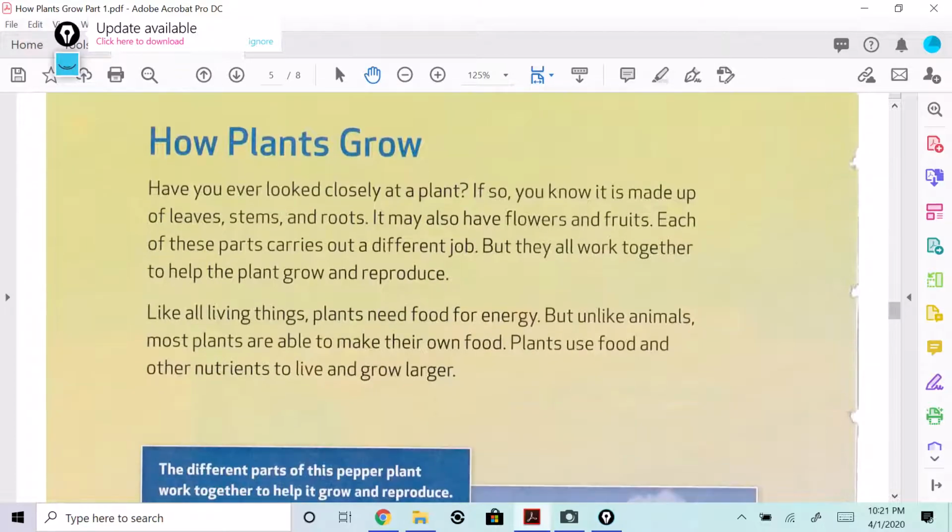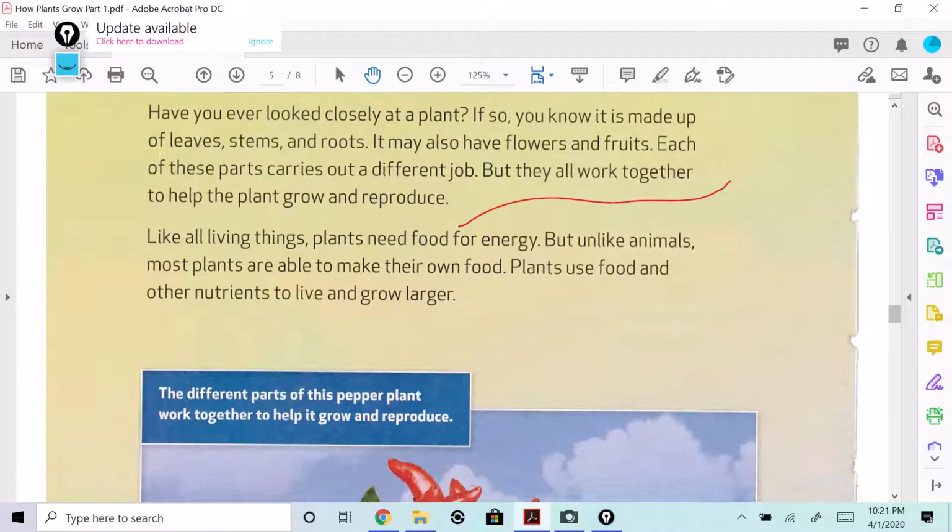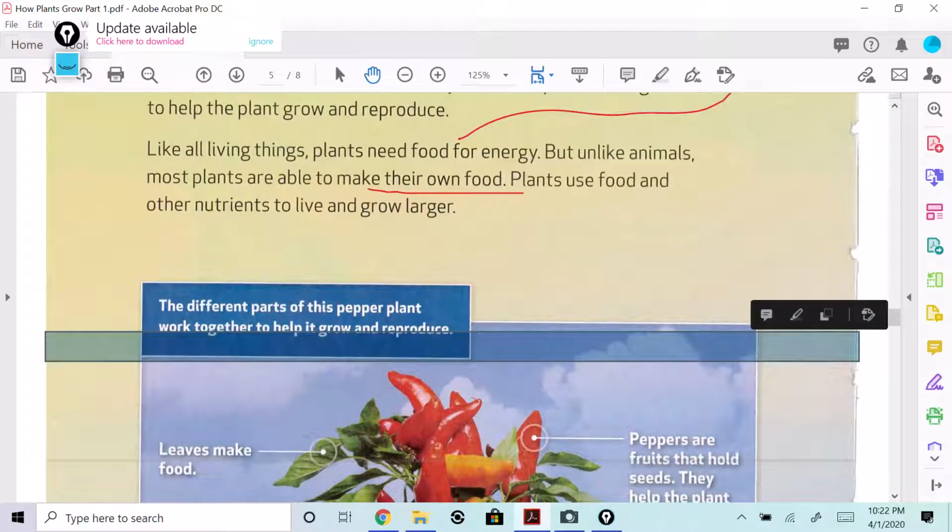How plants grow. Have you ever looked closely at a plant? If so, you know it's made up of leaves and stems and roots. It may also have flowers and fruits. Each of these parts carries out a different job, but they all work together to help the plant grow and reproduce. Like all living things, plants need food for energy. And remember, how do plants get food? Through what process? Do you remember? Photosynthesis, right? But unlike animals, most plants are able to make their own food, right? They don't have to go look for it. They use the sunlight. Plants use food and other nutrients to live and grow larger, just like we do, right?